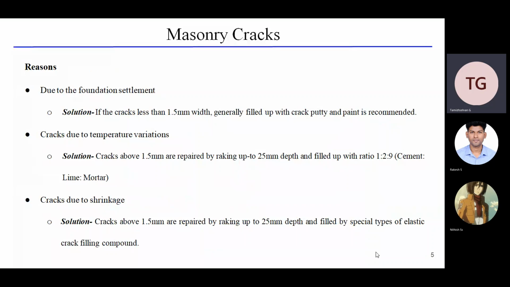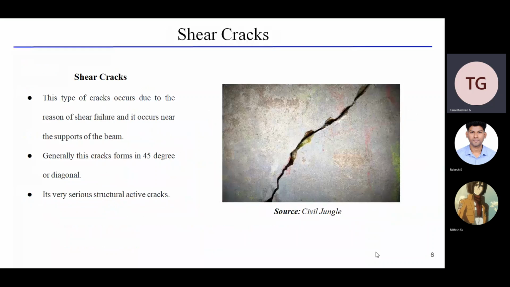And the third one is the crack due to shrinkage. In this type, the cracks are about 1.5 mm to 25 mm in depth, and a special type of elastic crack filling compound is used for the solution. And the second one is the shear crack.